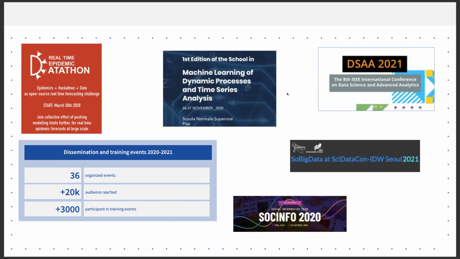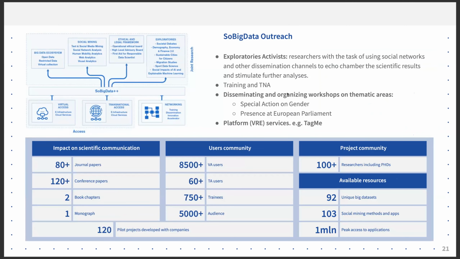For example, the next summer school will be in 2022. We will have 2 summer schools related to our exploratories, to our research area. Also in this case, you can find all the details on our site. I don't want to lose too much time.